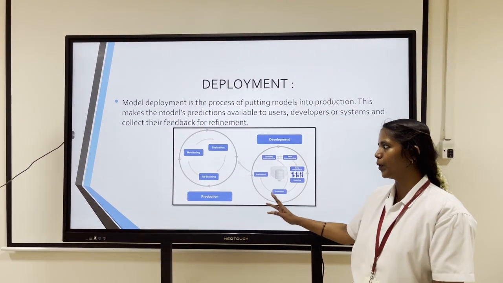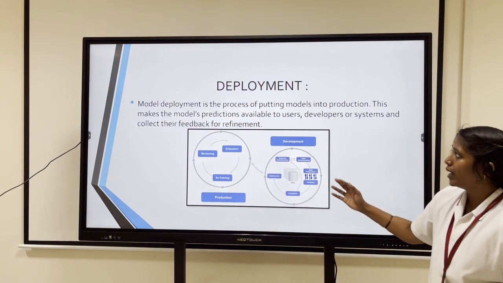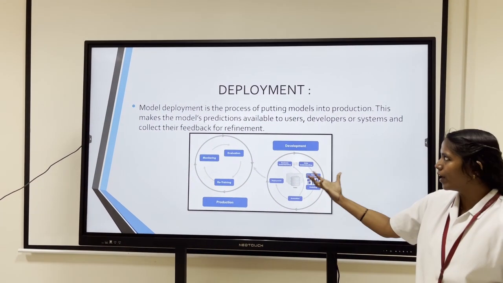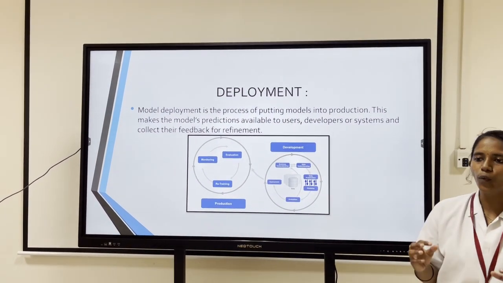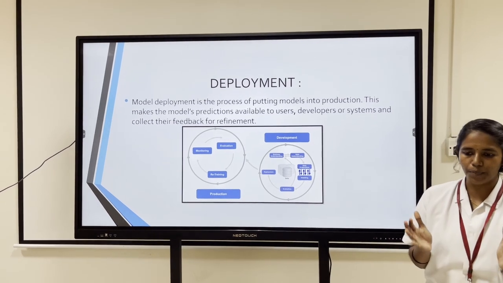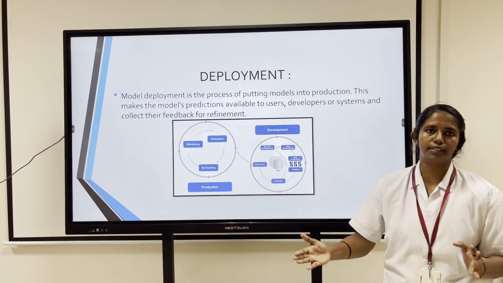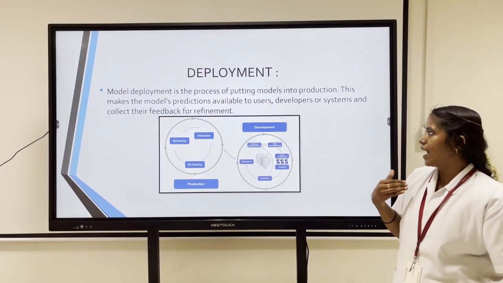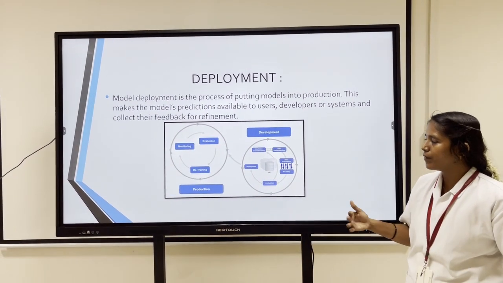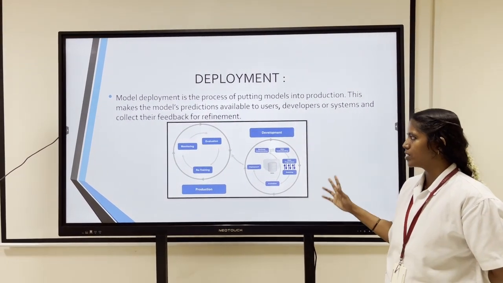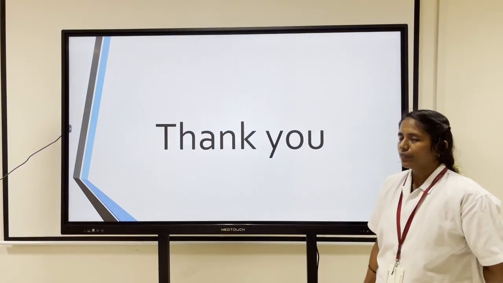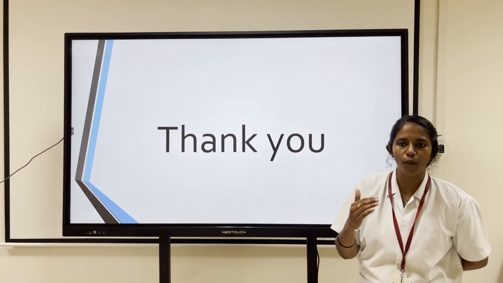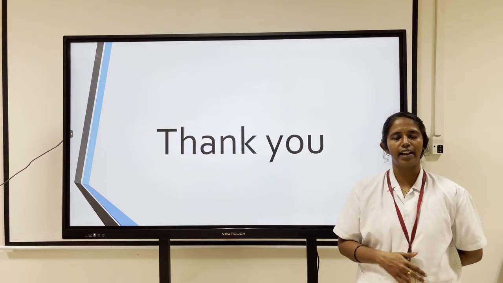The next one is deployment. The deployment is the process of putting the models into production. So we deliver the entire project to the customer. The customer here is the stakeholders. So after getting the feedback, we refine the entire project. Thank you. So this is the overview of data science and the data science process.